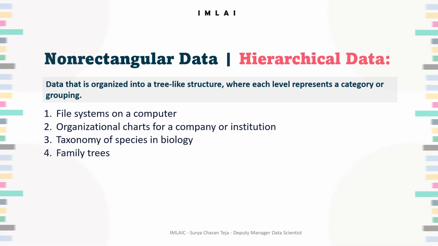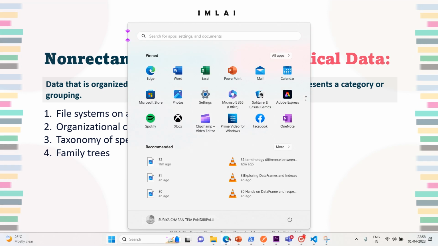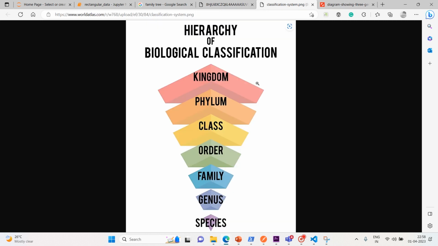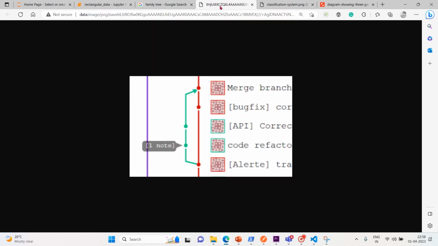Another example that we have is the taxonomy of species in biology. Let's look into that. This is the hierarchy of biological classification. Kingdom is the highest, then phylum, class, order, then family, genus, and species. One more example I'm going to give you is GitHub commits. This is called a commit tree.